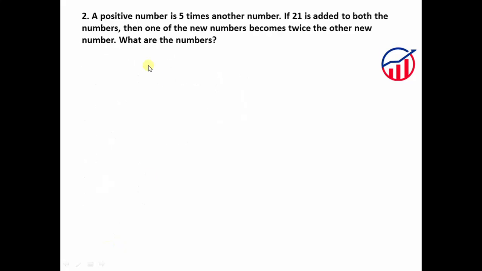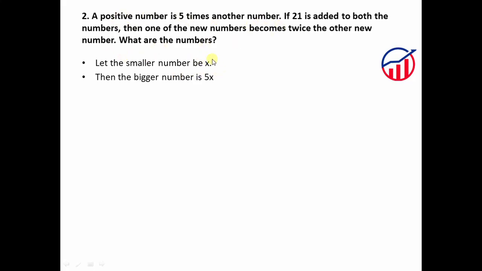Let's check this second example. Question: a positive number is 5 times another number. If 21 is added to both the numbers, then one of the new numbers becomes twice the other new number. What are the numbers? Although it may look a bit complicated, it's very easy. So let the small number be x. Then the bigger number is 5x. Why? Given that a positive number is 5 times another number.